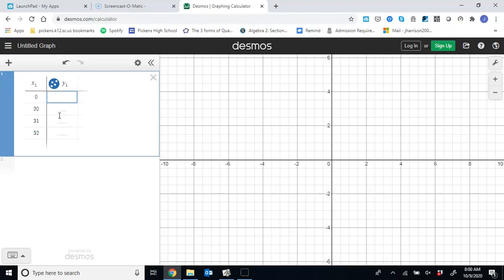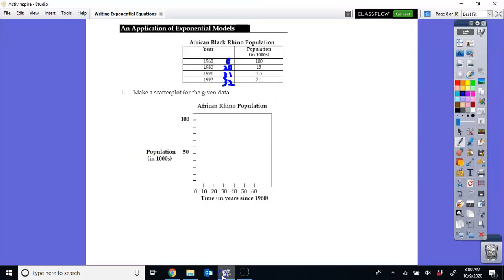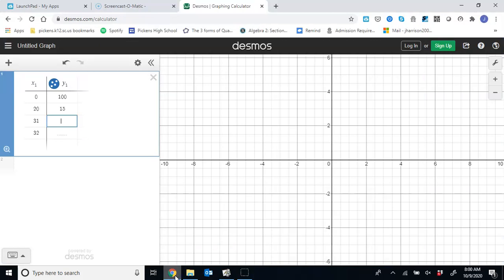And then we type in our values for population. We got 100,000, we had 15,000, and then the other two values, sorry, I'll have to go back here, 3.5 and 2.4, or 3,500 and 2,400. And that's my black rhino population. When you do that, you have these x1 and y1, these values that you plugged in. You can't see them. So if you go to this little plus sign, zoom fit is what it says.